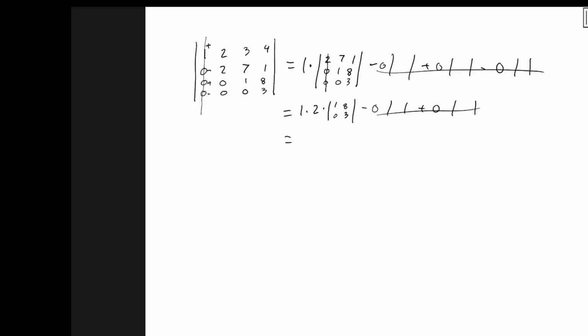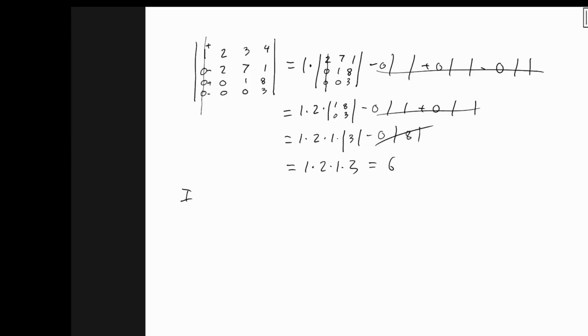To calculate that determinant, though, I get 1 times 2 times 1 times the determinant of 3 minus 0 times the determinant of 8. That piece doesn't matter, it goes away. So my final determinant is 1 times 2 times 1 times 3 is 6. So if I've got some upper or lower triangular matrix, all I have to do is multiply down the diagonal.